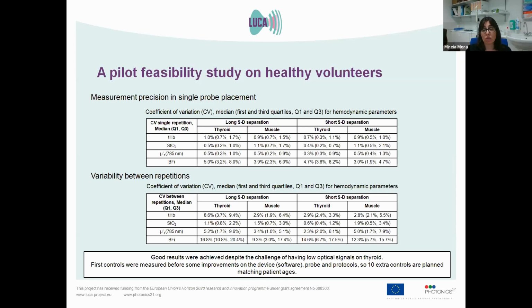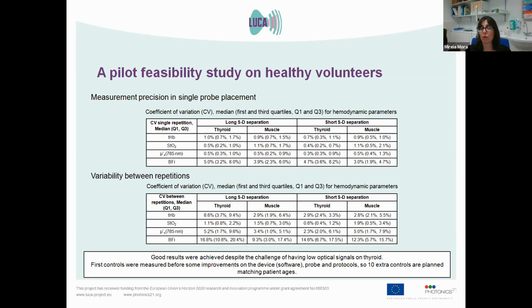And we have to take into account that the first values were not as good as expected, because we had to assume some improvements on the device, especially in software, in the probe, and in the protocol. And the idea is introducing and measuring 10 extra controls that also will be matched by age with patients, because as you will see, patients are older than the controls that we have already recruited.